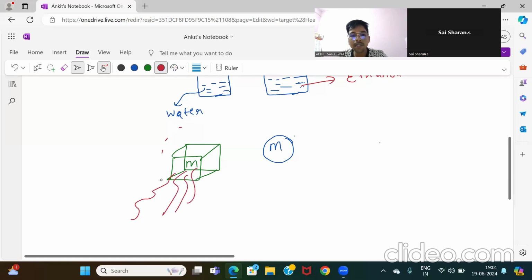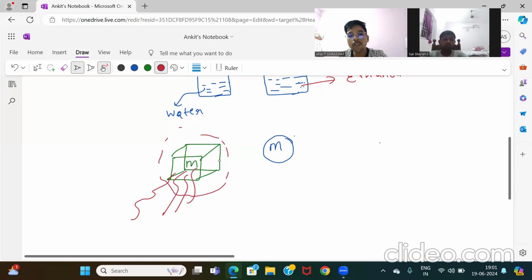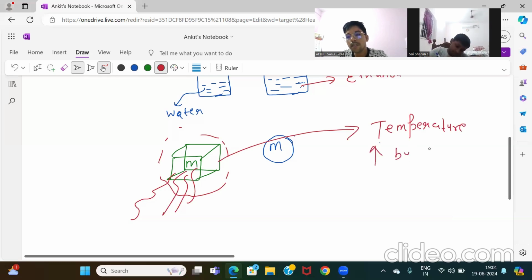So how much heat should I apply to this entire mass, so that the temperature increases by 1 degree Celsius? 1 degree Celsius means, initially if the object is having 25 degree Celsius temperature, then after an increase of 1 degree, it becomes 26. Then how much increase?